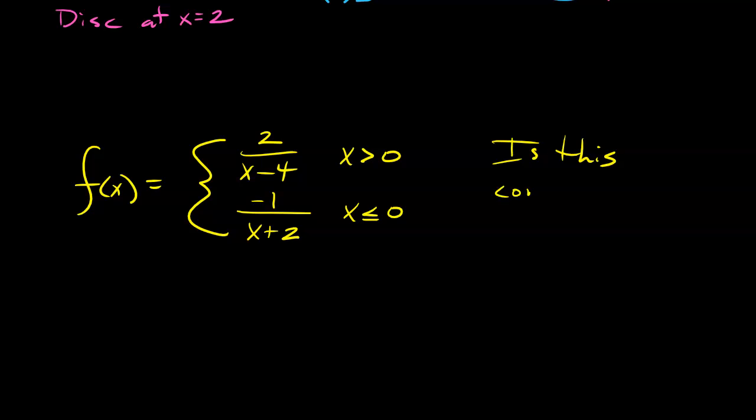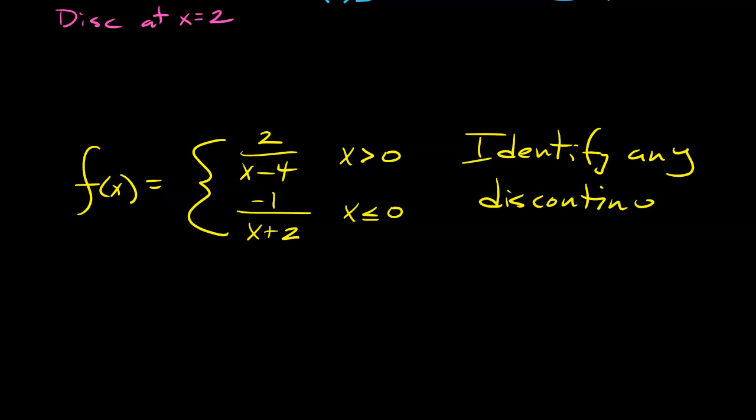Wait, no, I don't want to ask, is this continuous? Identify any discontinuities. That'll be easier to phrase. So when it says that, that means if there are discontinuities, then you should say if they are removable or non-removable. Take a couple minutes. You can even work with people around you, try to figure things out.